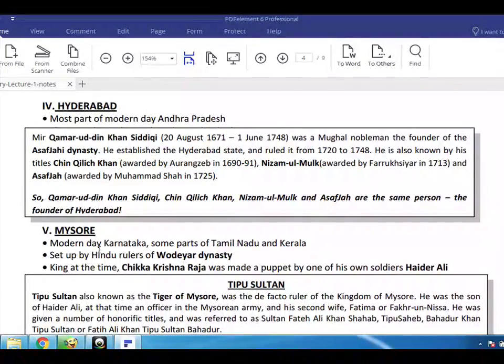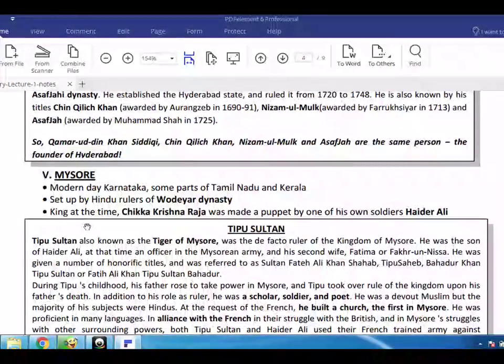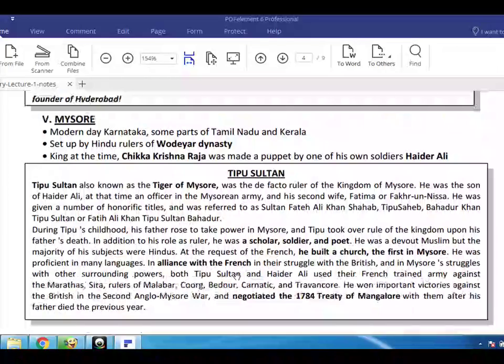Tipu Sultan, also known as the Tiger of Mysore, was the de facto ruler of the Kingdom of Mysore. He was the son of Haider Ali, at that time an officer in the Mysorean army, and his second wife, Fatima or Fakhr-un-Nisa. He was given a number of honorific titles, and was referred to as Sultan Fateh Ali Khan Shahab, Tipu Sahib, Bahadur Khan Tipu Sultan, or Fateh Ali Khan Tipu Sultan Bahadur.